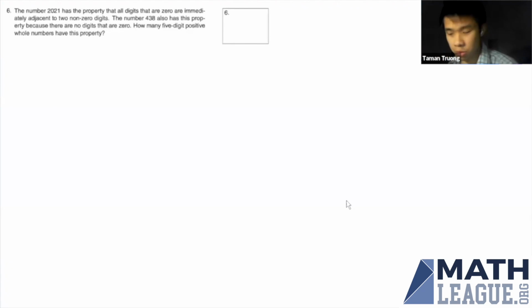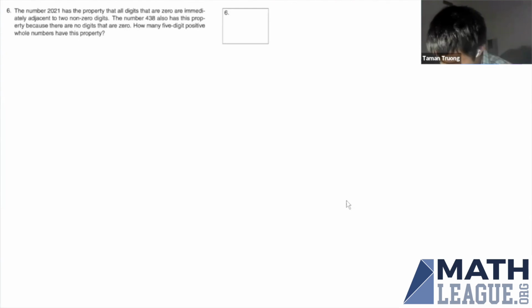So let's begin on our first problem. This is target number 6. We have the number 2021 has the property that all digits that are 0 are immediately adjacent to two non-zero digits. The number 438 also has this property because there are no digits that are 0. How many 5-digit positive whole numbers have this property?